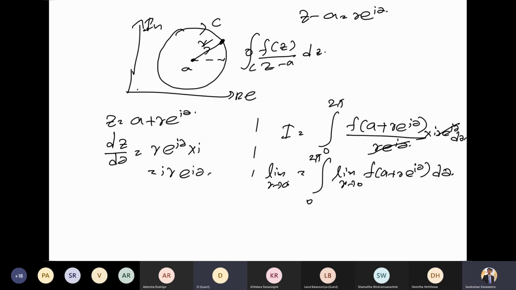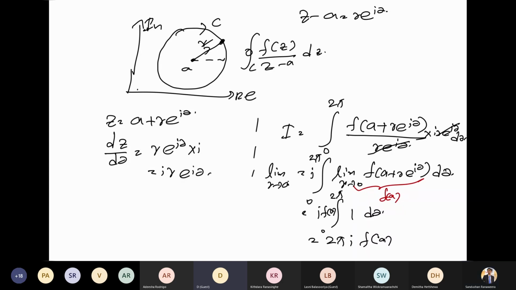I can take i out, and then this will become f(a). So you have the integral from 0 to 2 pi, you can take f(a) out, the integral of 1 d theta, and you get 2 pi i f(a), right? 2 pi i times f(a). So this integral, actually, I don't remember exactly what the residue is, but I think it should be this integral. Yes, it is the residue.